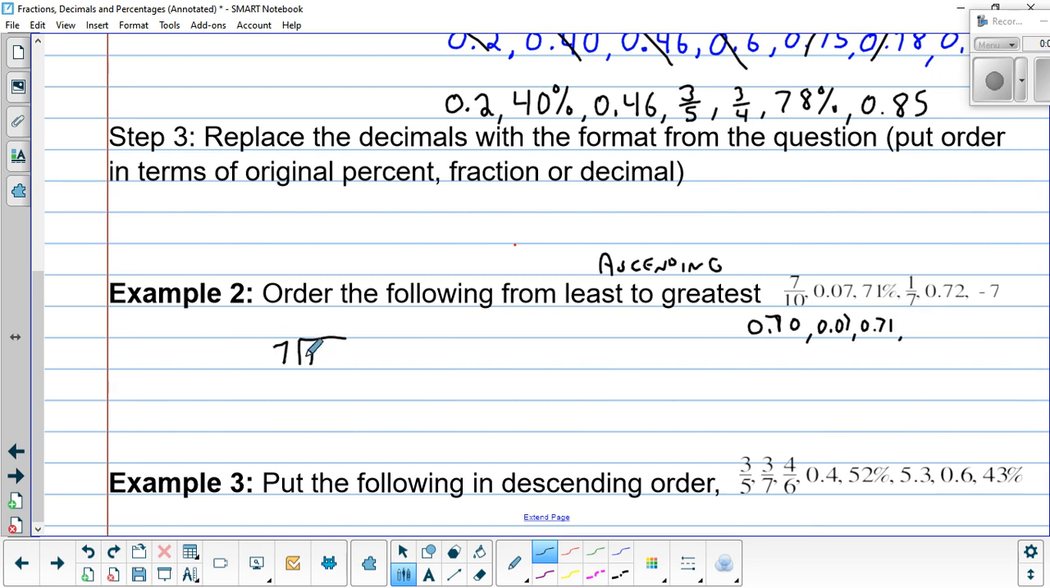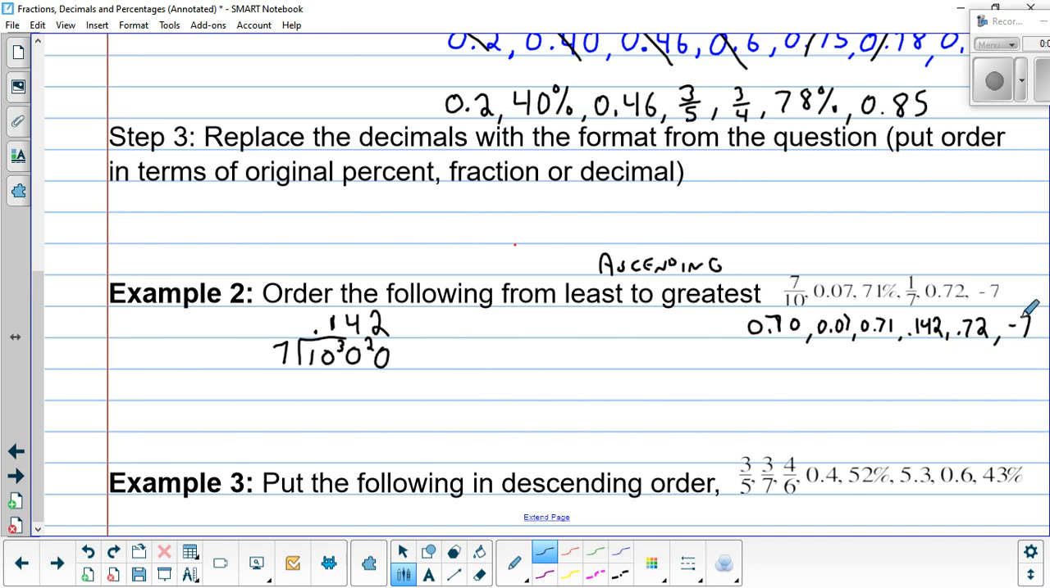So 7 goes into 1, can't. So put a decimal. Now it goes in once, with 3 remaining. 7 can go into 30 4 times, 2 remaining. 7 goes into 20 2 times. I'm going to leave it at 0.142 because I don't have any more digits than that there. So 0.142, 0.72, and -7. So least to greatest.